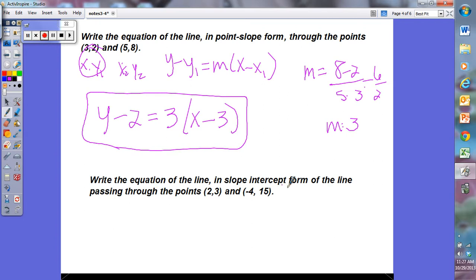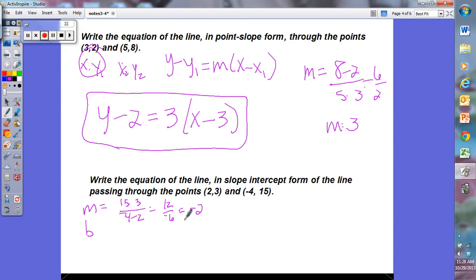Write the equation of the line in slope-intercept form. So again, now we need the m and the b. Well, the m is just 15 minus 3 over negative 4 minus 2. So that's 12 over negative 6. The slope is negative 2.